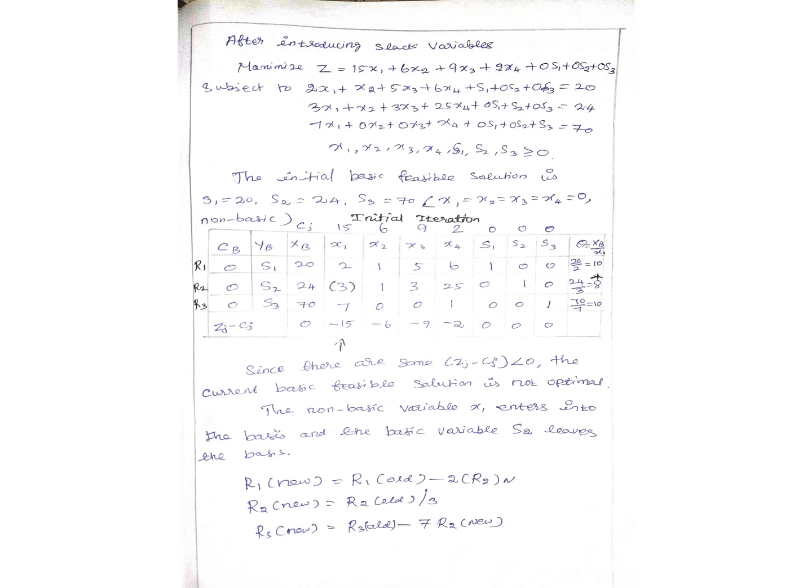In the Cb column, we need to add the coefficient values of the basic variables, that is s1, s2 and s3. And also we need to add the slack variables s1, s2 and s3. These are three basic variables. Then Xb denotes the values of the basic variables, that is 20, 24 and 70.